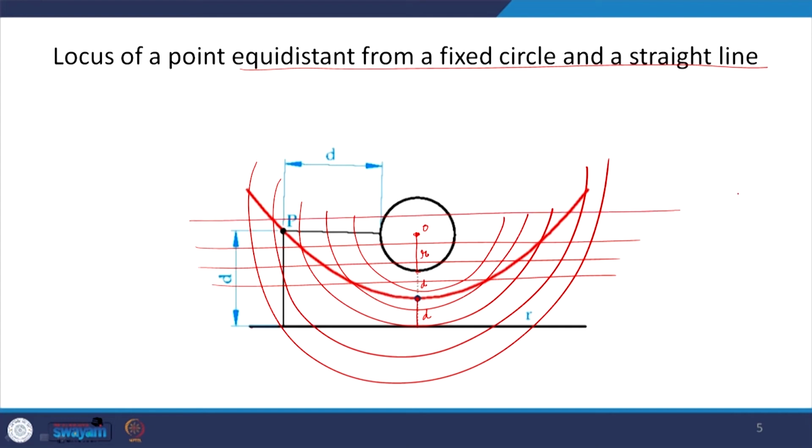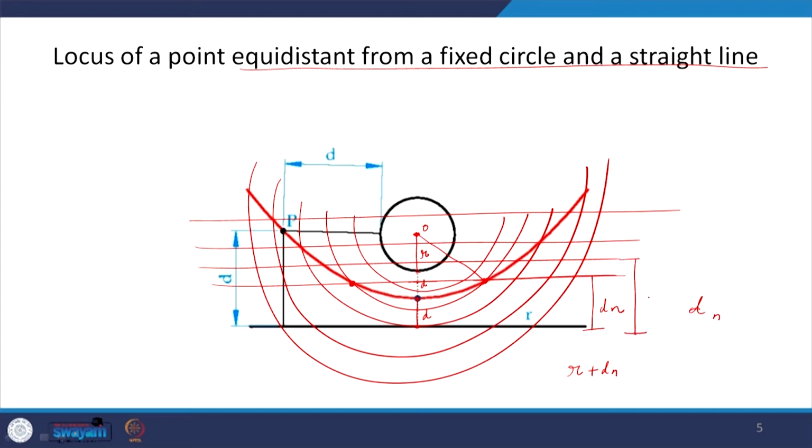Now, I will take any distance, okay. So, if I take any distance dn, we will take this distance dn at which this line has been drawn, which is the same distance. So, this is the distance dn. Now, r plus dn will be the distance from the circle. So, I will draw a circle of radius r plus dn, and wherever this circle intersects this line at a distance dn will be the point on this locus.